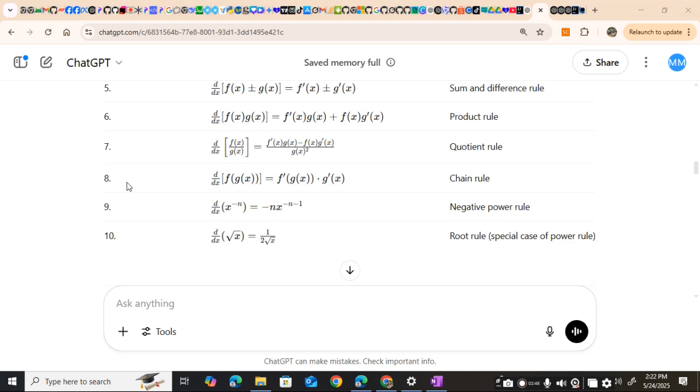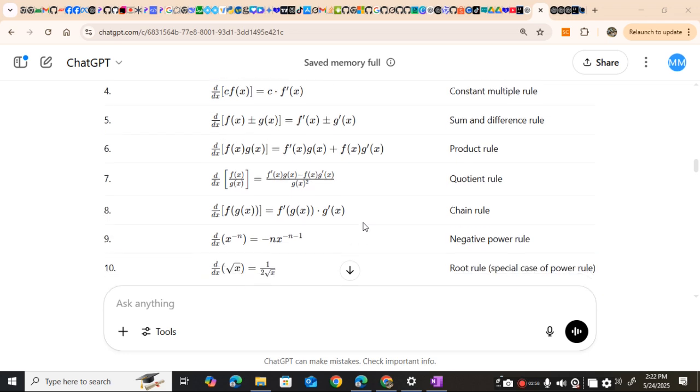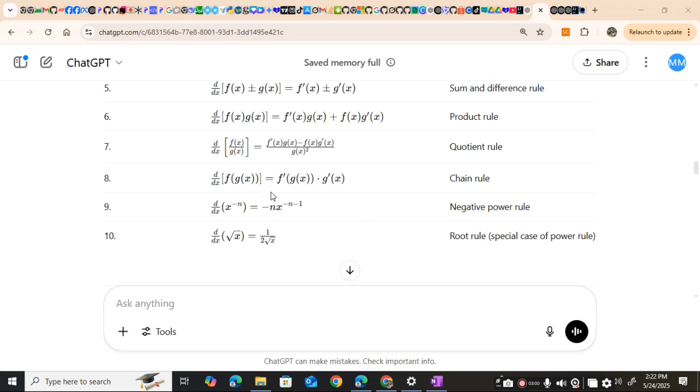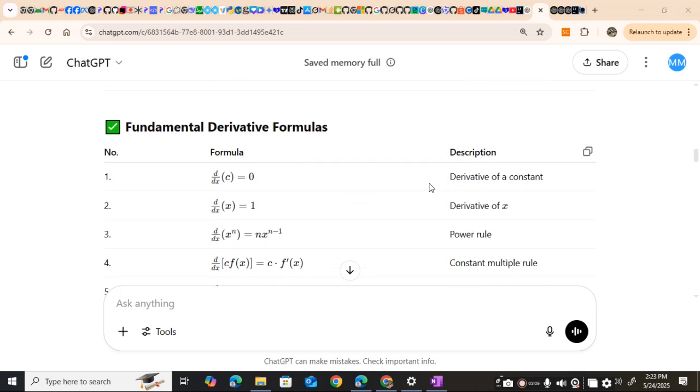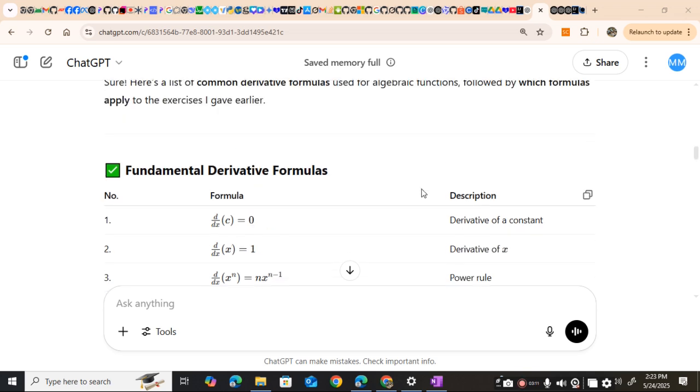For the remaining numbers 8, 9, and 10, let's just reserve those. So for the chain rule, we'll use it later on in the problems, but for now let's use the formulas 1 to 7. Those are the most basic ones, and they are very important in mathematics.